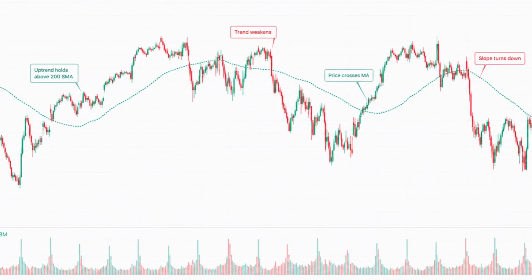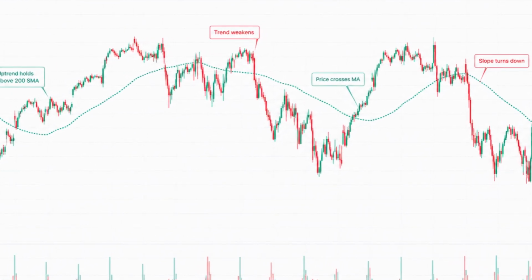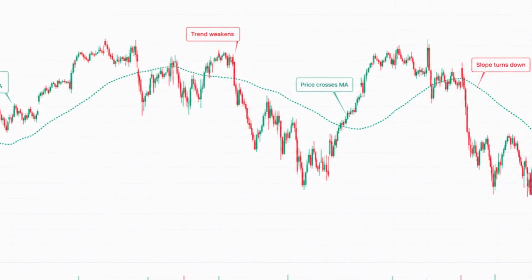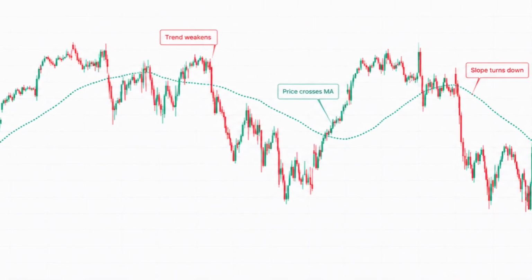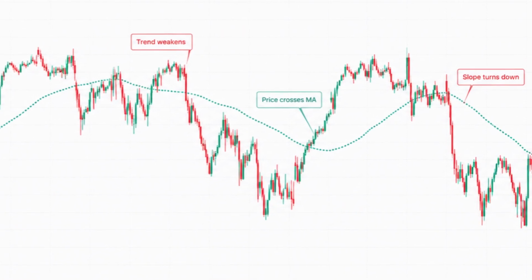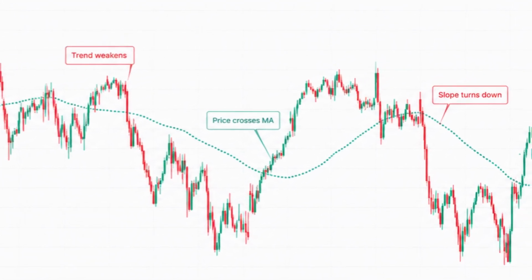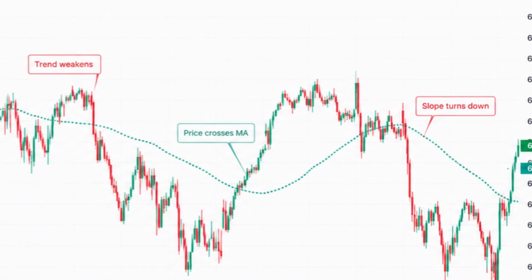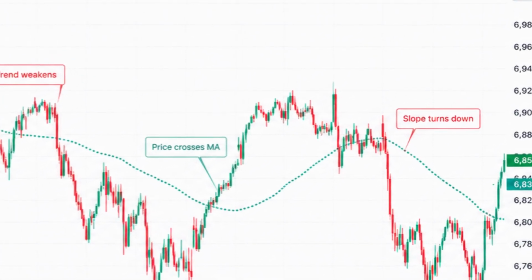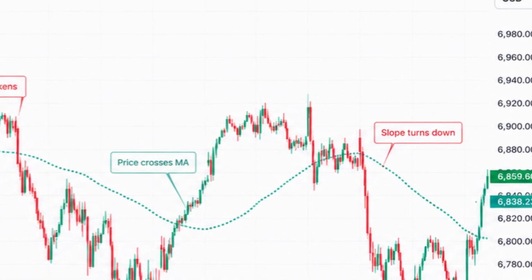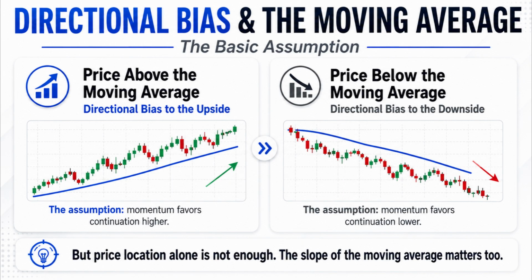This is a 5-minute chart, and the moving average you see here is the 200 period simple moving average. I use the 200 SMA on the 5-minute chart as a micro trend filter. It helps me decide whether the market is showing a short-term directional trend or whether the trend is flattening out and becoming more range-bound. Now, when using a trend filter, the simple assumption would be price above the moving average means bullish, price below the moving average means bearish. But it's not that simple.